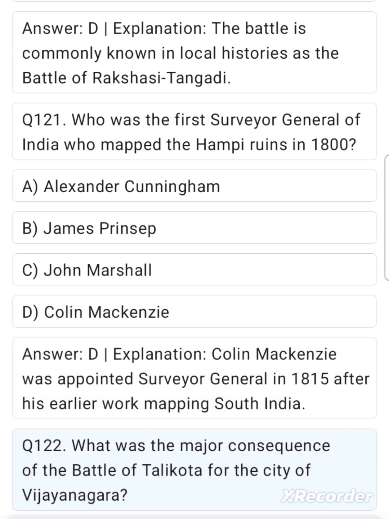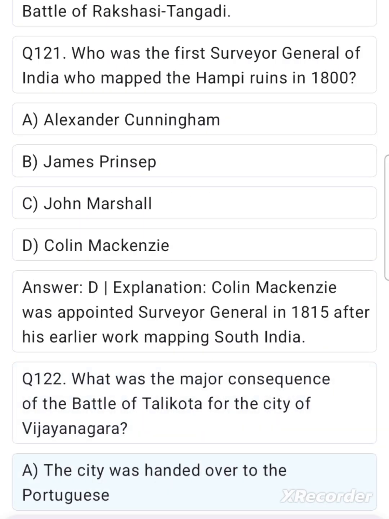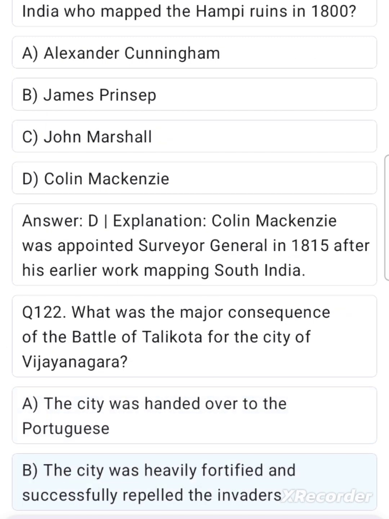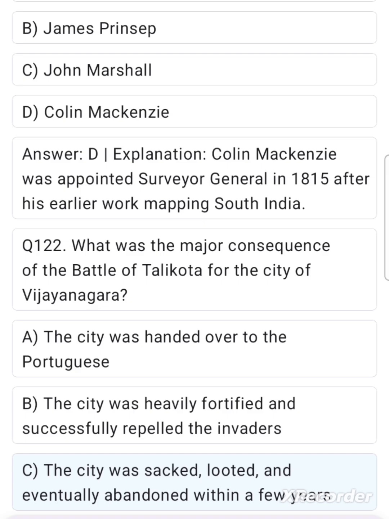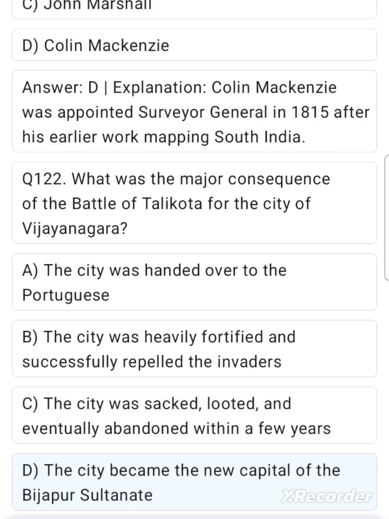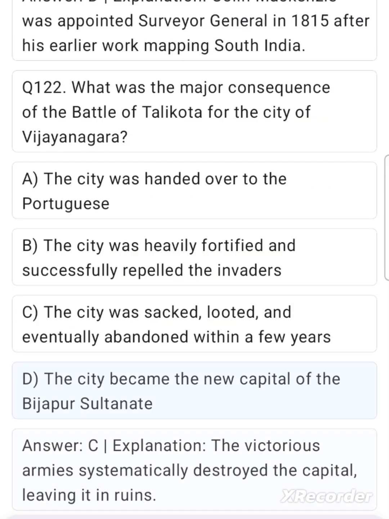Q122. What was the major consequence of the Battle of Talikota for the city of Vijayanagara? A. The city was handed over to the Portuguese. B. The city was heavily fortified and successfully repelled the invaders. C. The city was sacked, looted, and eventually abandoned within a few years. D. The city became the new capital of the Bijapur Sultanate. Answer: C. Explanation: The victorious armies systematically destroyed the capital, leaving it in ruins.